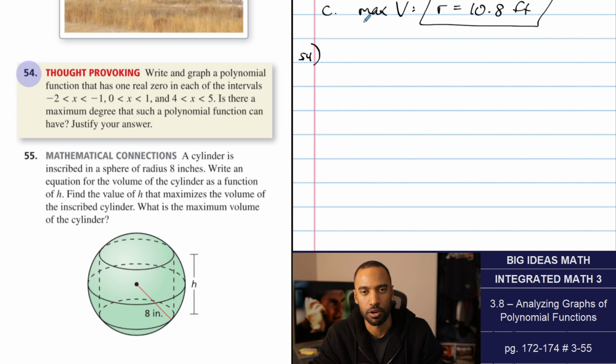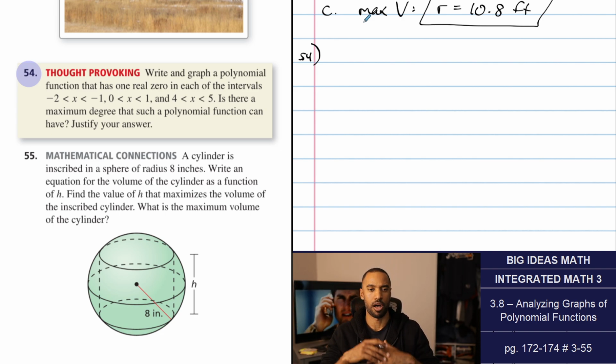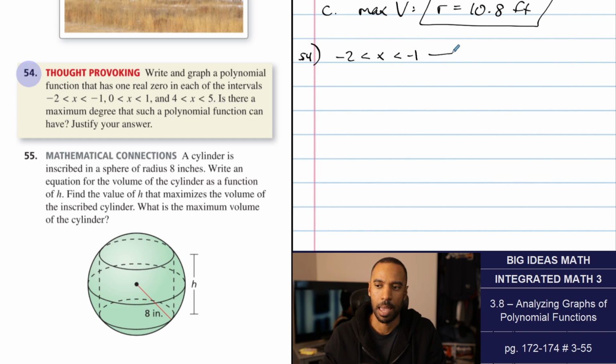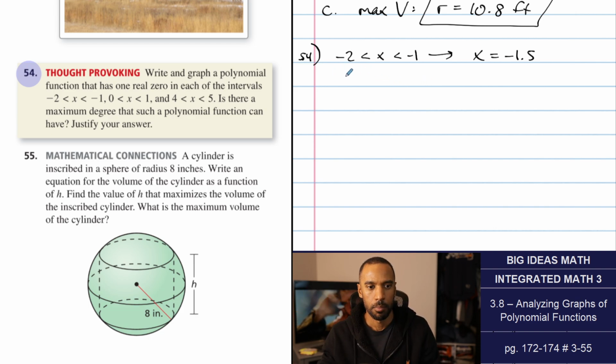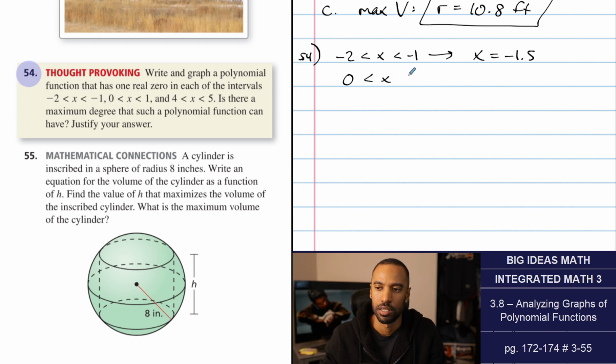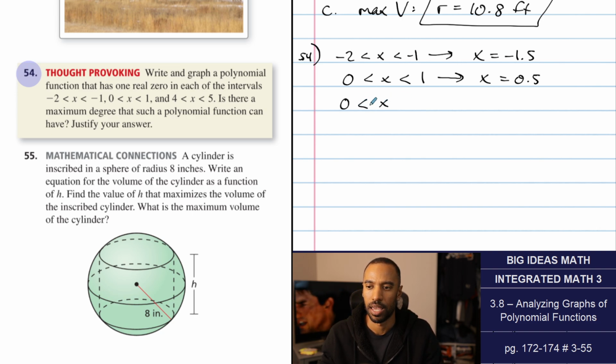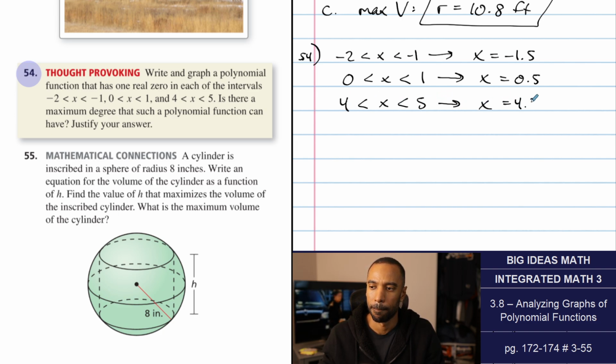The second question I don't think is very related to the first part, outside of the fact that we have 3 x-intercepts, but the polynomial that we write is kind of up to us. So between -2 and -1, I'm going to state an x value of -1.5. Between 0 and 1, you know me, x value of 0.5. I'm going to go halfway in between all of these. 4 and 5, let's do 4.5.